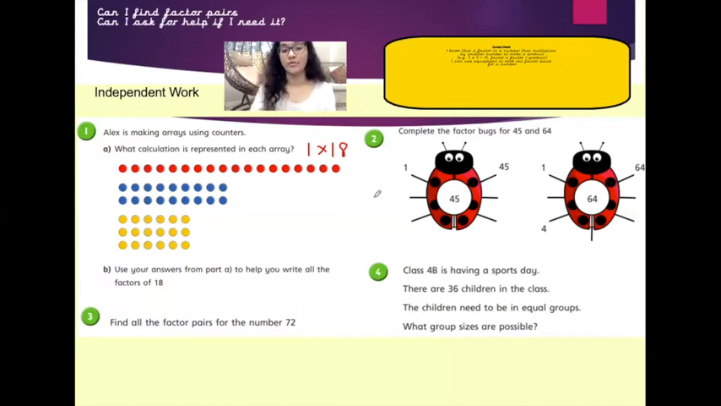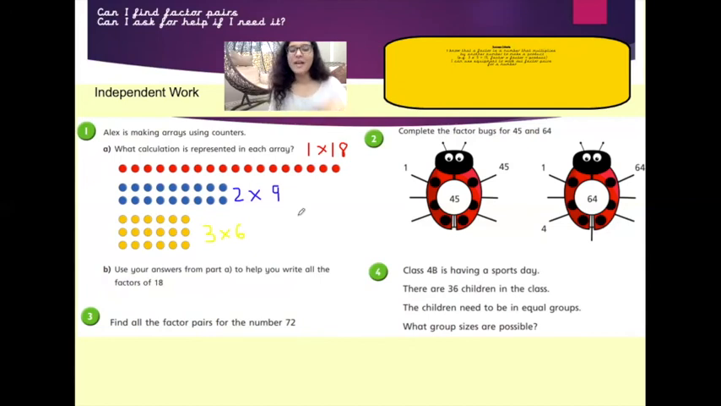Let's move on to the blue array. So think about how many blue circles go upwards and then across, and that will be your factor pair. So who can tell me what would be our calculation here? So if you got 2 times 9, well done, because it goes 2 circles upwards. There are 2 circles there and then 9 circles across. So that is your factor pair. Let's have a look at the yellow circles. What calculation is represented here? If you wrote 3 times 6, then you are absolutely correct, because you have 3 circles going down and you have 6 circles going across. So that is your factor pair.